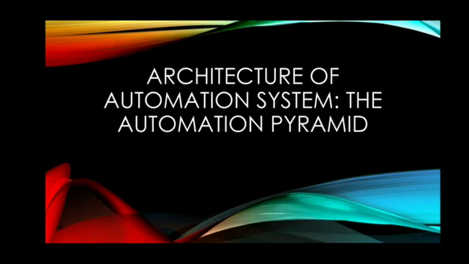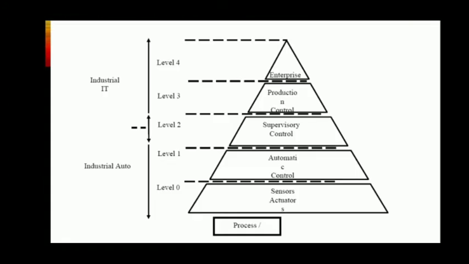Today I am gonna share with you the architecture of automation systems, the automation pyramid. Industrial automation systems are very complex, having a large number of devices with a number of technologies working in synchronization. In order to know the performance of the system, we need to understand the various parts of the system. Industrial automation systems are organized hierarchically. Various components in an industrial automation system can be explained using the automation pyramid.